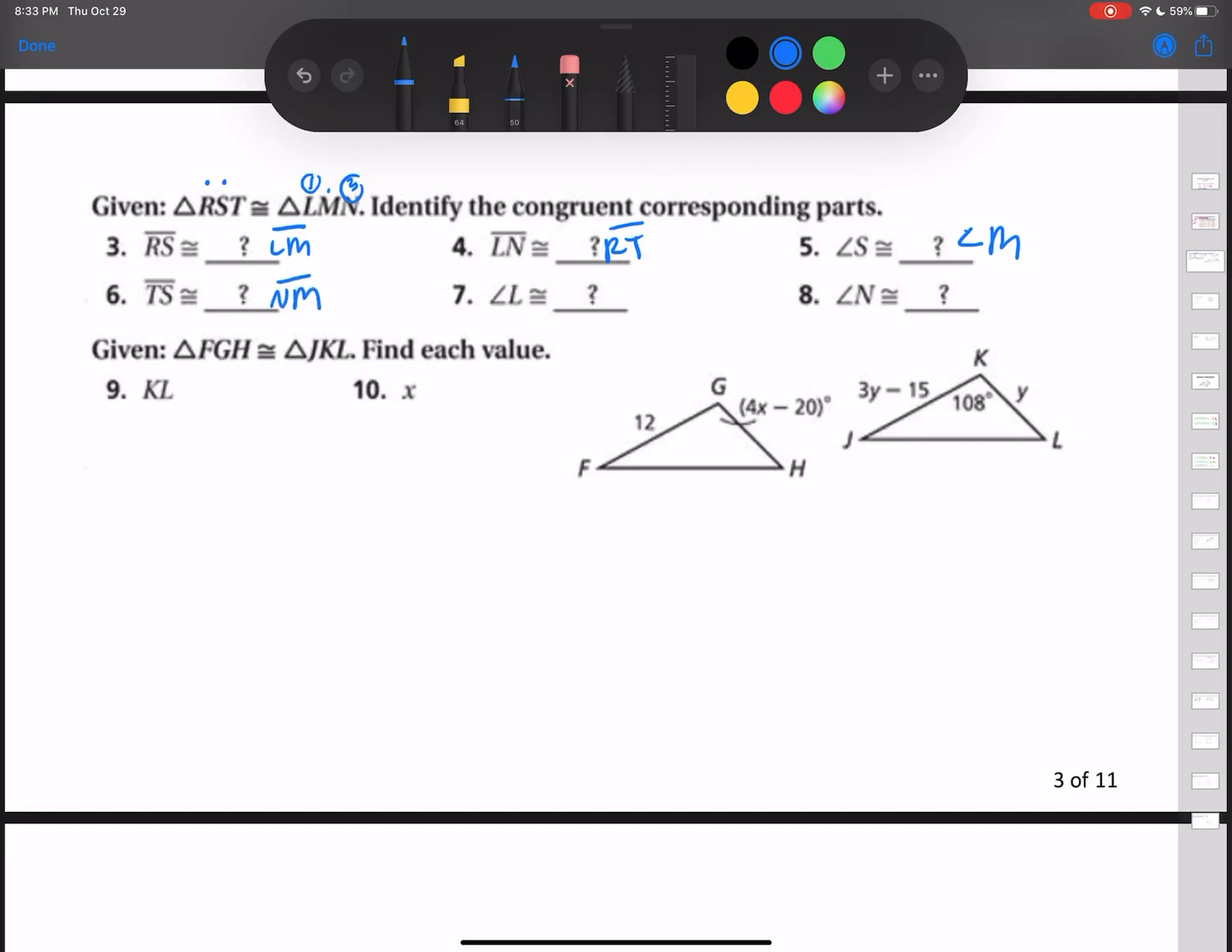Angle L is congruent to angle R. Angle N is congruent to angle T. So just kind of check over that work to see the positioning and how I'm using the letters to guide me. Okay, so here's an example.